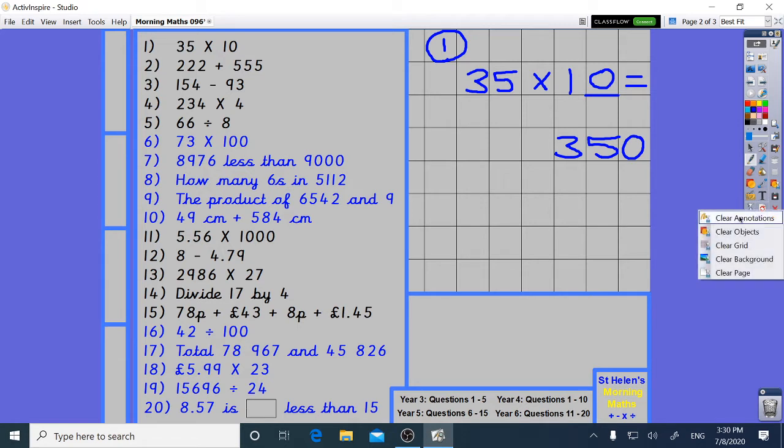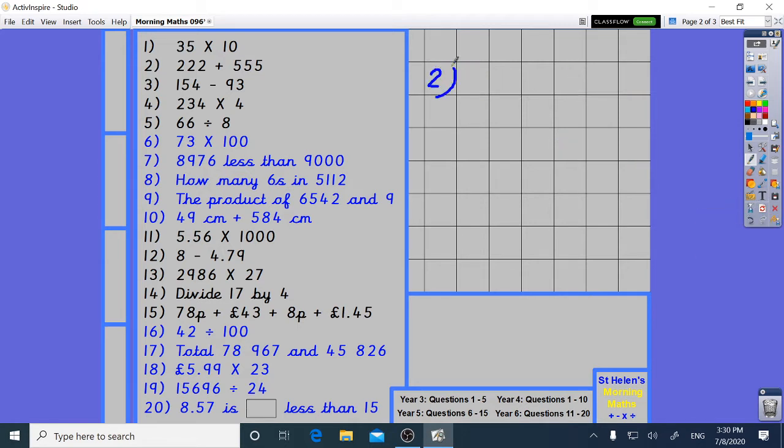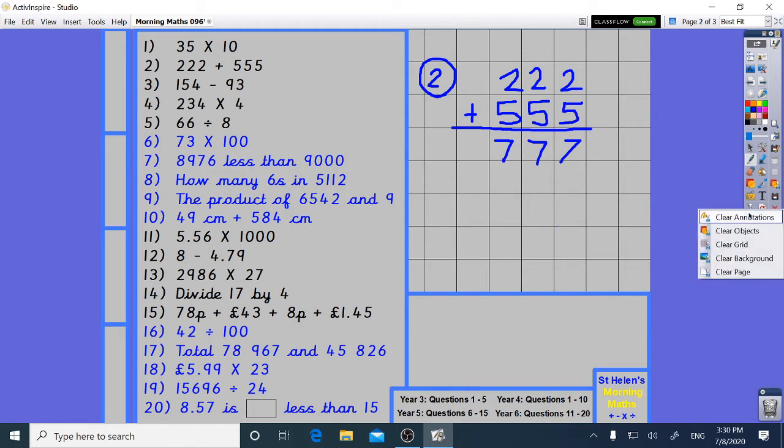And we're on question 2. Nice and easy. 222 plus 555. Actually, no carrying on this one. 2 plus 5 is 7 every time. 2 plus 5 is 7. 777.